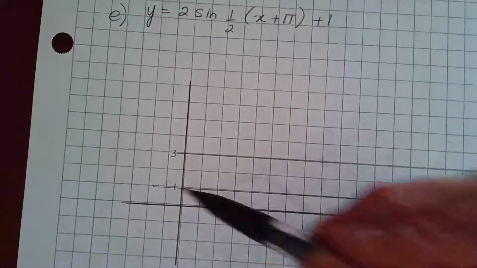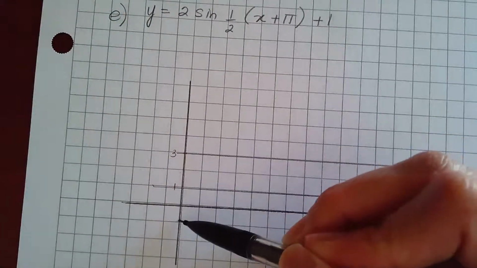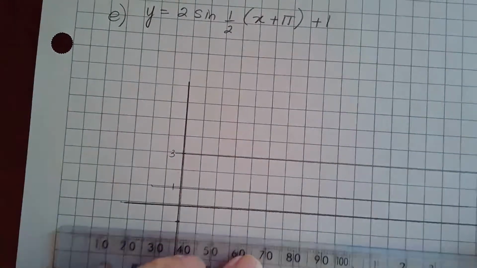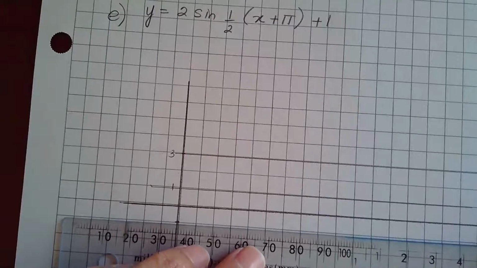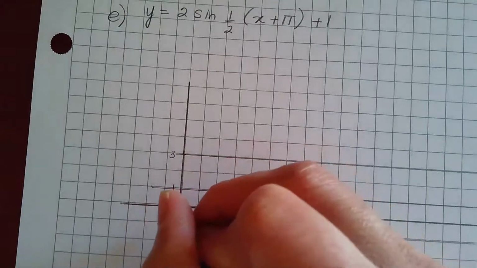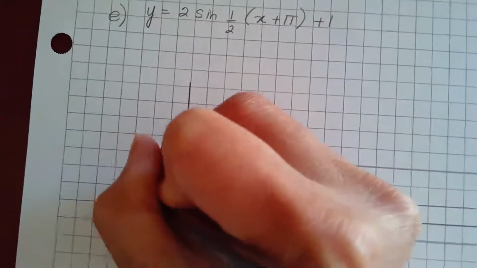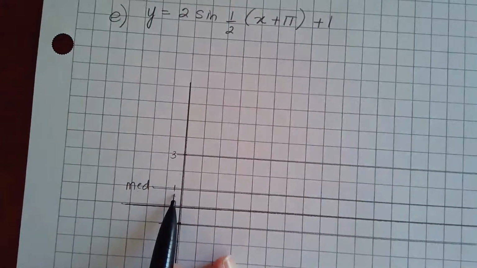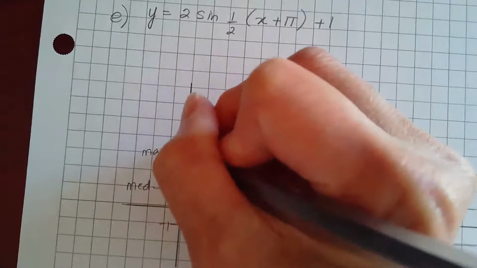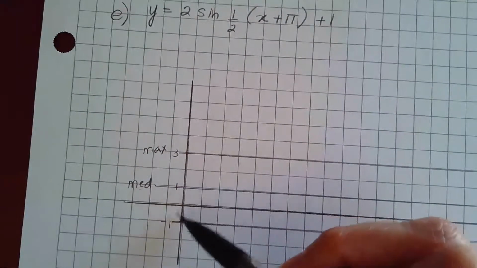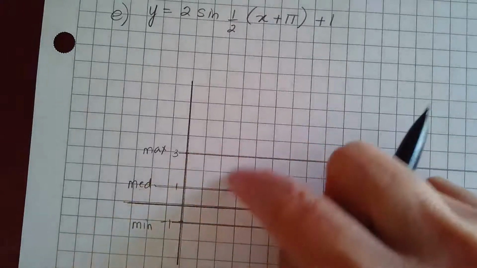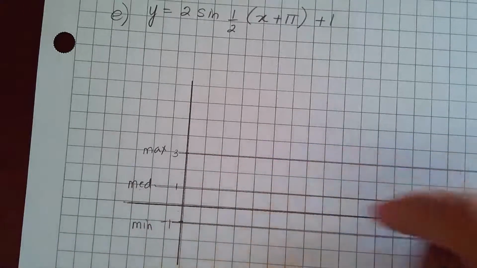And then if I go up 3 and then down, I mean down 2, that takes me down to the minimum. My minimum is negative 1. So the median is at 1 and because our amplitude is 2, that means the maximum is 3, and the minimum is at negative 1. So our graph will fluctuate between negative 1 and positive 3.